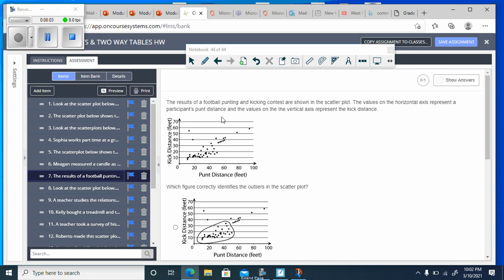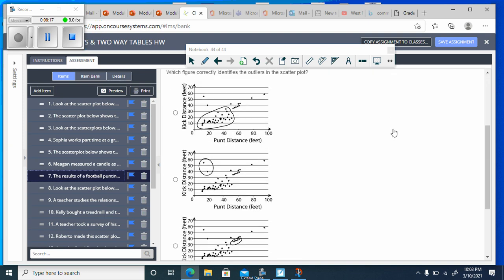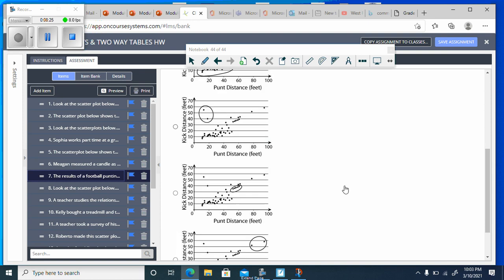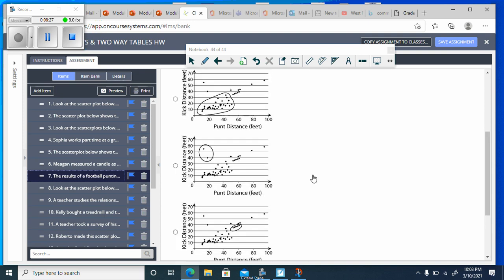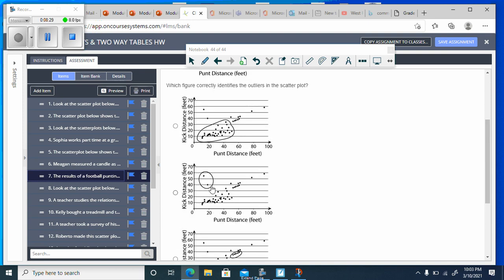The results of a football punting and kicking contest are shown in the scatter plot. The values on the horizontal axis represent the punt distance, and the vertical axis is the kick distance. Okay, where's the outliers? Well, this is not the outliers. Outliers are the ones that lie outside of where you expect them to be. These would be outliers, okay? These are outliers.